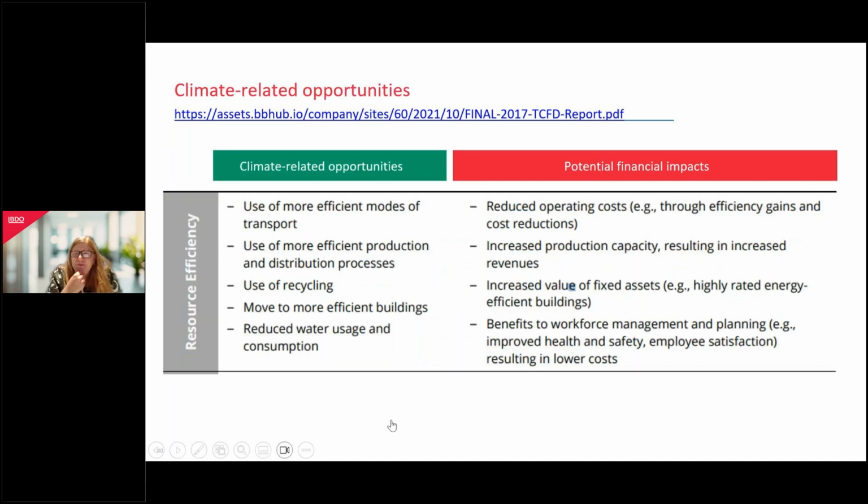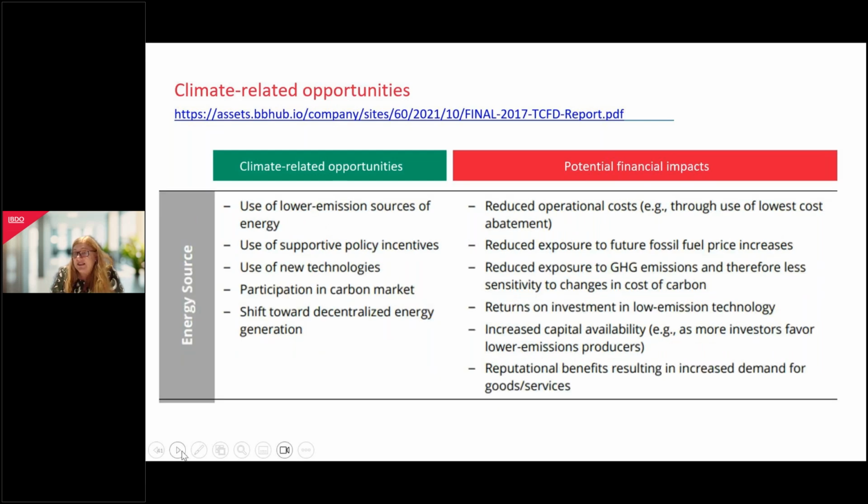Now, we've done the same for climate-related opportunities. So we said resource efficiency, there could be a lot of opportunities. In order to have a metric to measure how we're dealing with this opportunity, it could be efficiency gains, it could be production capacity, it could be the values of fixed assets, etc. If you look at your energy sources, again, it could be fossil fuel prices. It could be the use of fossil fuel. It could be GHG emissions. It could be the cost of carbon, etc. Many things linked to energy.